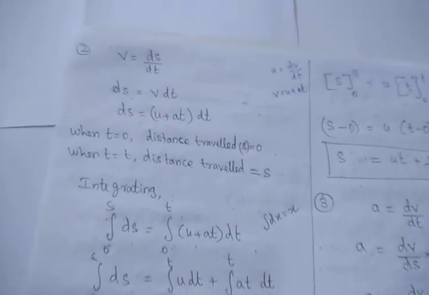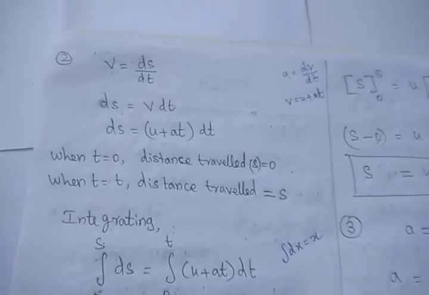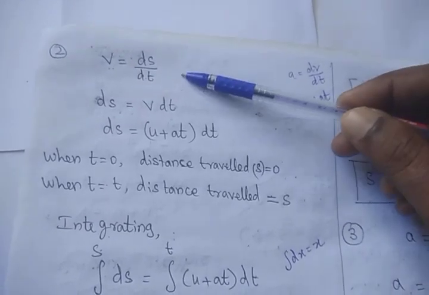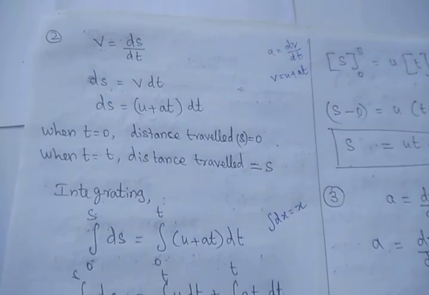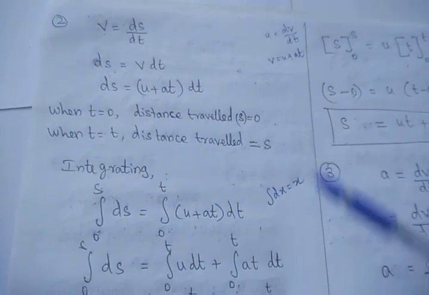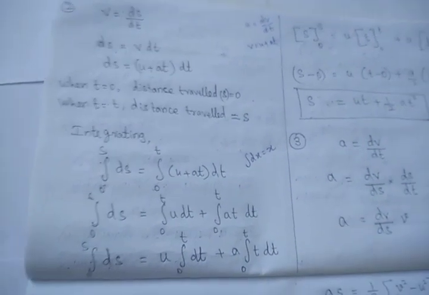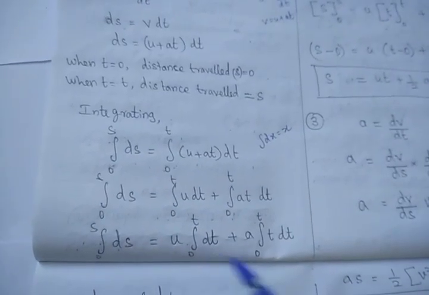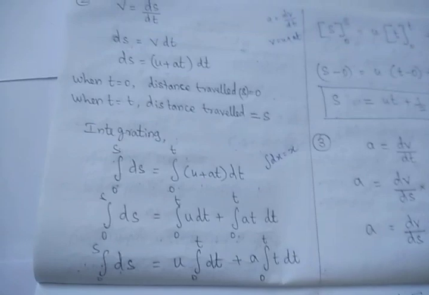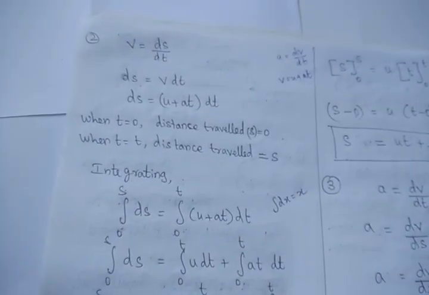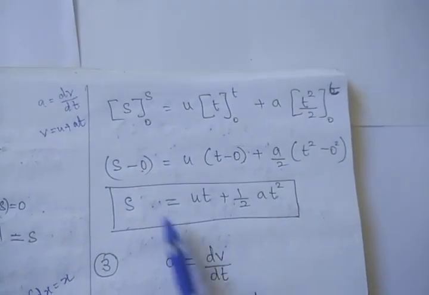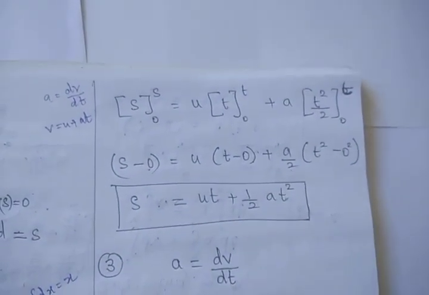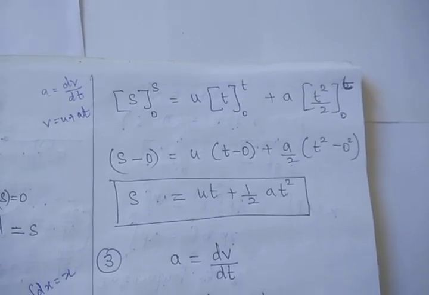Again, for the classwork writing purpose, I will show the pages very clearly. First you have to write velocity as ds by dt, bring the dt to this side, and we arrive at the equation. Then substitute the boundary values in the integration form, then integrate these equations, and after integrating substitute the upper limit and lower limit values. Finally you arrive at the equation s is equal to ut plus half at squared.